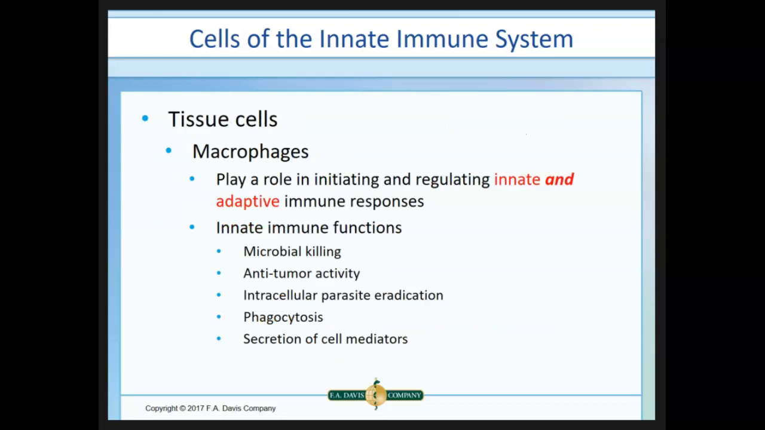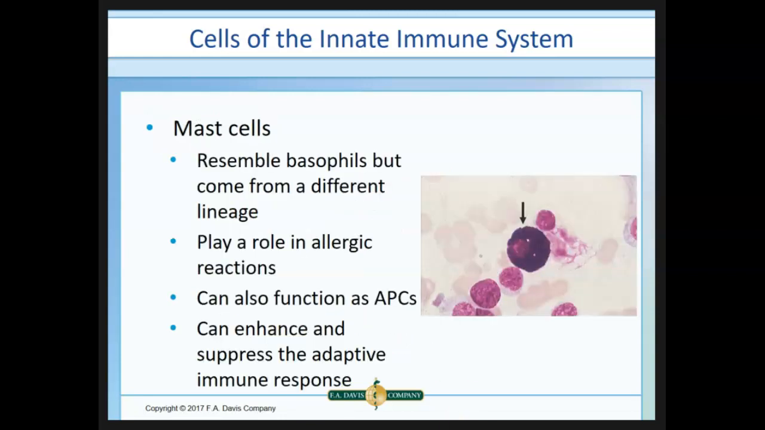Tissue cells, remember, monocytes in the tissue are called macrophages. They play a role in initiating and regulating innate and adaptive immune responses. So within the innate immune functions, they can kill bacteria, they have anti-tumor activity, they can help eradicate parasites, they are important in phagocytosis, and they can secrete cell mediators. So macrophages, very important, and remember they are one of the cells that can perform phagocytosis.